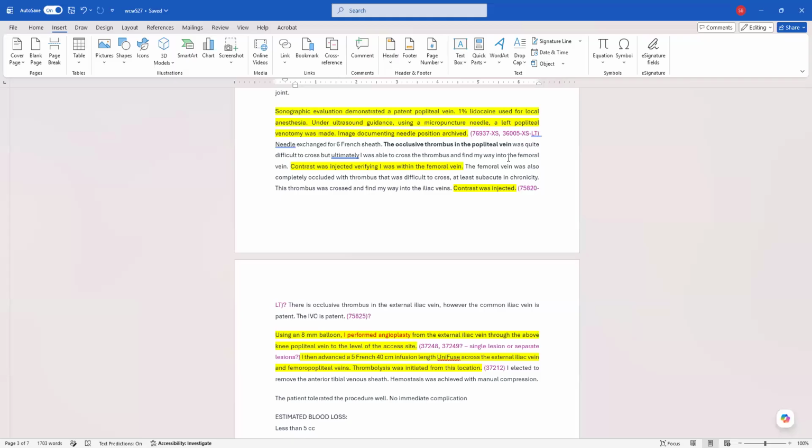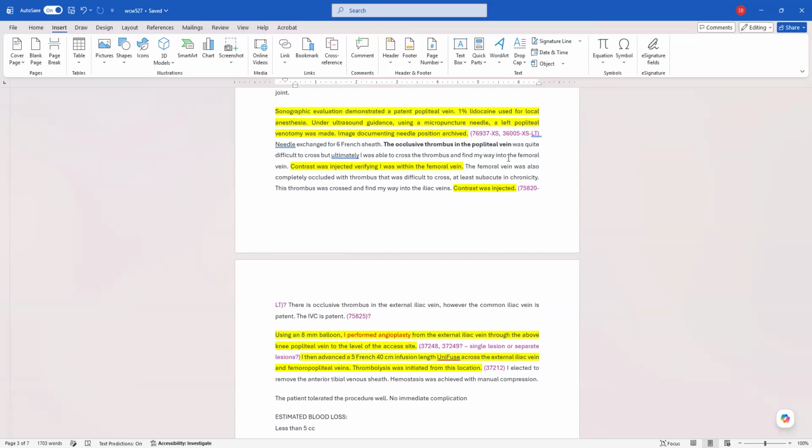I found that kind of interesting because it mentions sonographic evaluation demonstrated a patent popliteal vein. I'm like, okay, which is it? Could be just a portion of it is, and that's why it's mentioned. And then again, we see contrast was injected, verifying I was within the femoral vein. So again, based on that, I'm not seeing that as diagnostic. The physician is trying to determine where exactly that catheter is at that particular point in time.